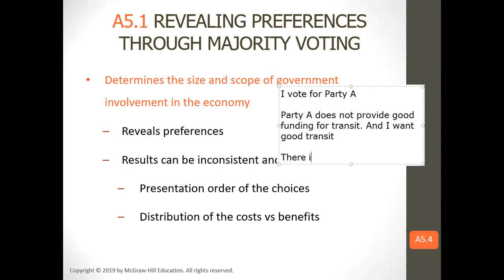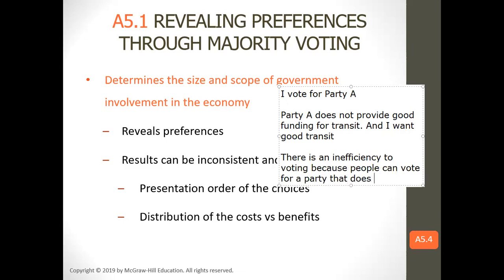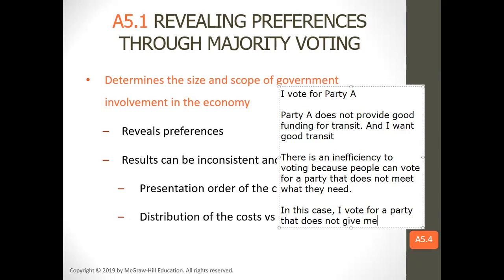So there is an inefficiency to voting, because people can vote for a party that does not meet what they need. In this case, I vote for a party that does not give me transit, and I want transit. That happens a lot in politics, and that's a problem with voting. Voting is inefficient because you end up getting disappointed because you might have voted for a party that doesn't give you what you want.